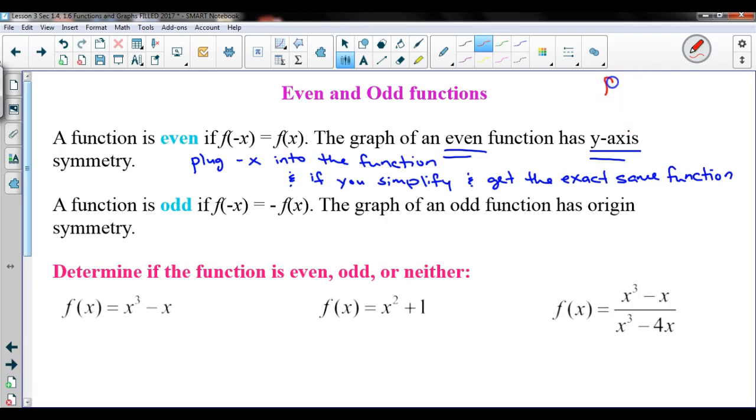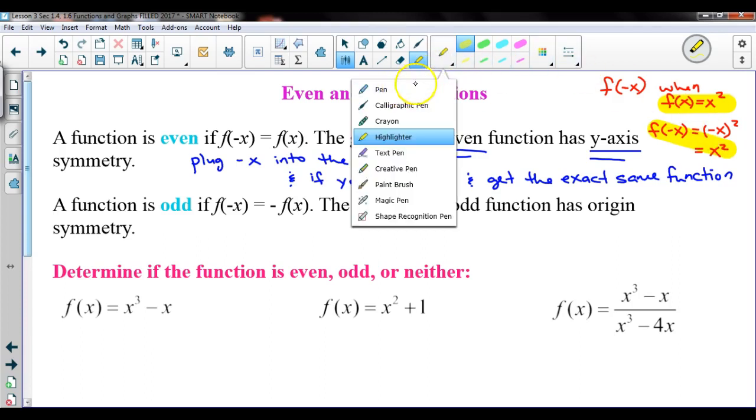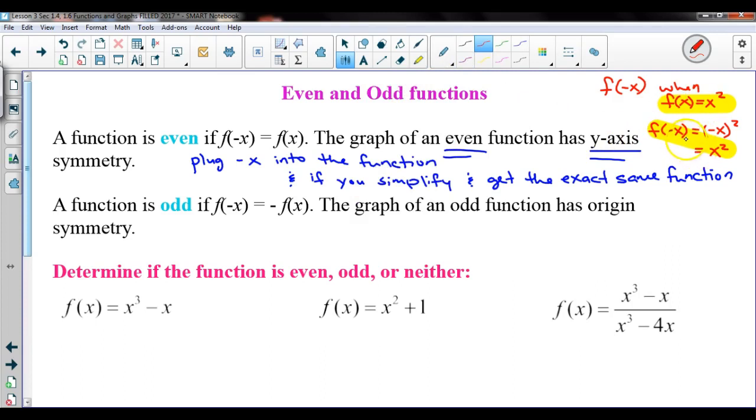For example, if I do f of negative x when f of x equals x squared. So that means I literally plug in negative x, okay? So then f of negative x would equal the quantity negative x squared. But what is negative x squared? It's x squared. Well, do you see that f of x is the same as f of negative x? They're x squared, x squared. So what does that tell me? It tells me that the function x squared is even.